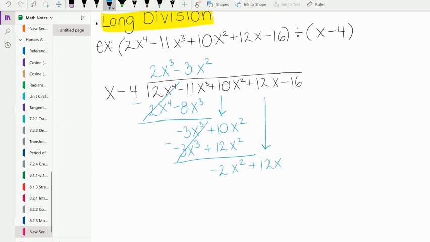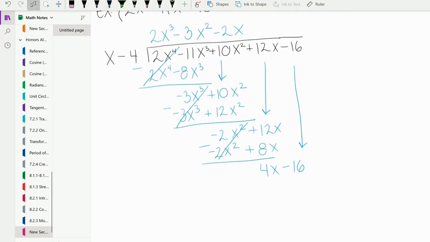And then you do x times what would give us negative 2x squared? That would be negative 2x. Multiply negative 2x times x, we get negative 2x squared. Multiply negative 2x times negative 4, you get positive 8x. And then once again, we subtract. That term cancels. 12x minus 8x is 4x, and you bring down that last 16, negative 16.